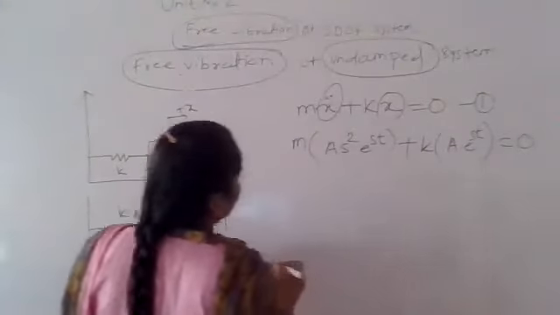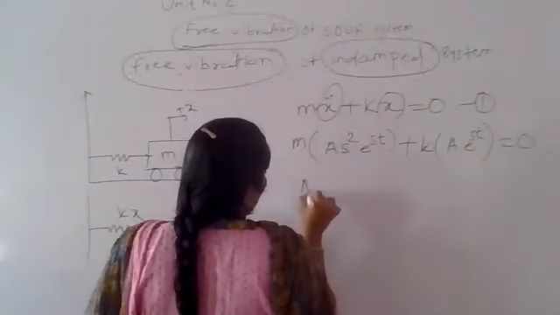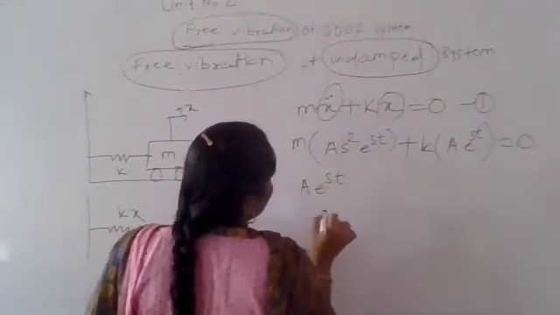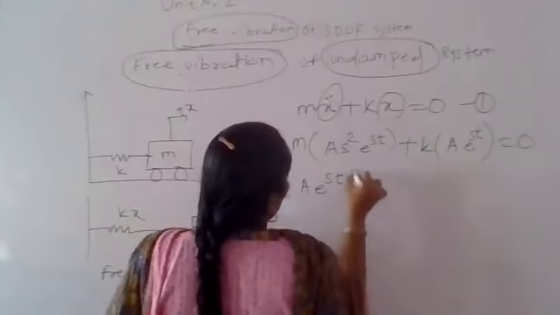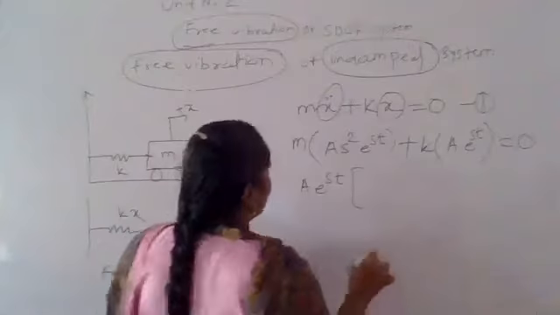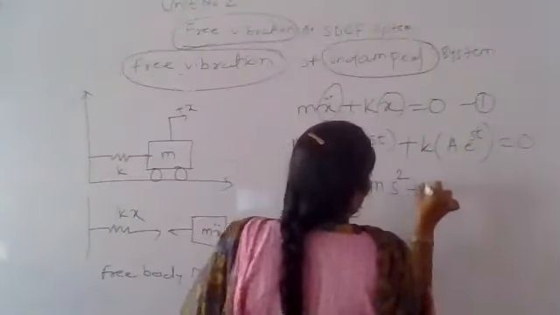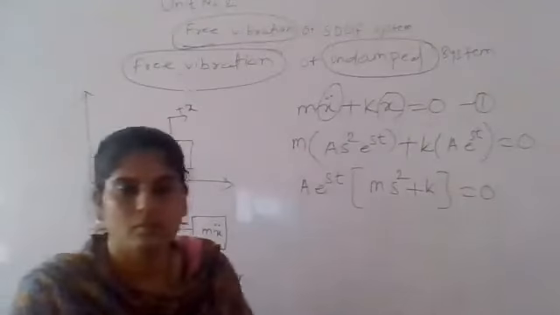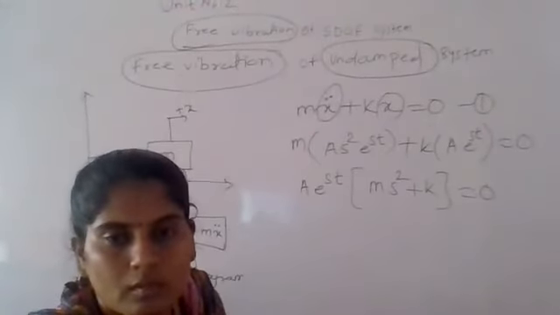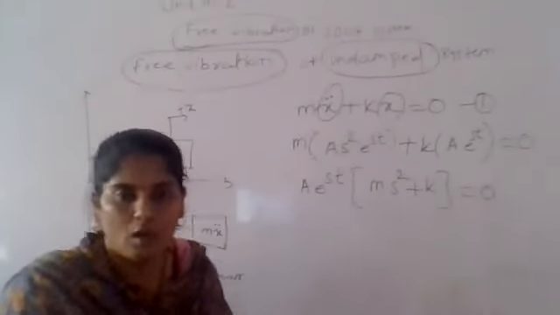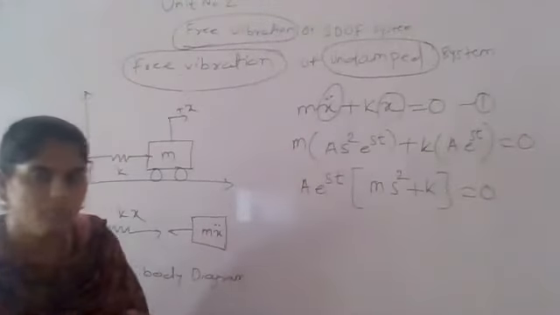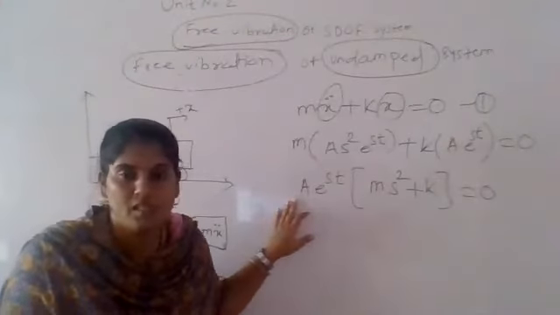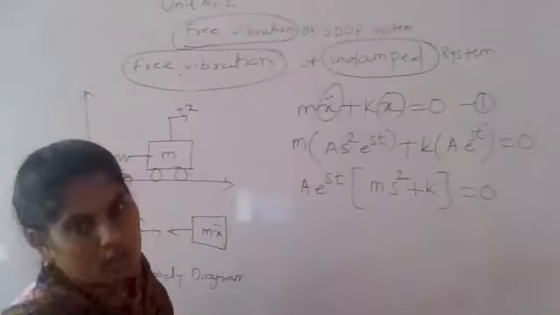Look what remains here: a into e raised to st into bracket, m s square plus k, bracket complete, equal to 0. All of you write down this. m s square plus k, into the common term a into e raised to st, equal to 0.